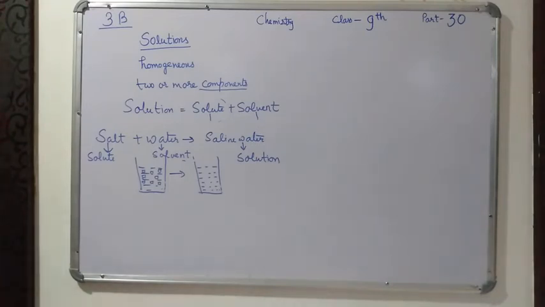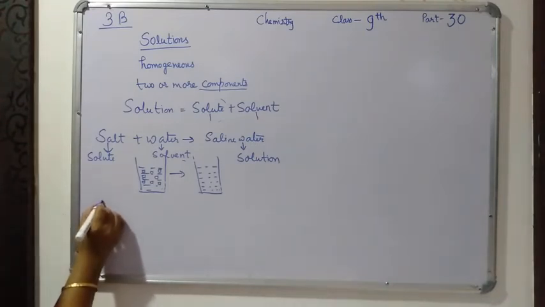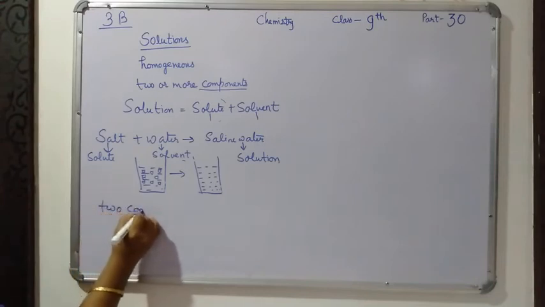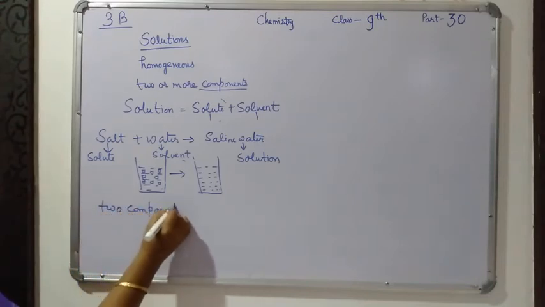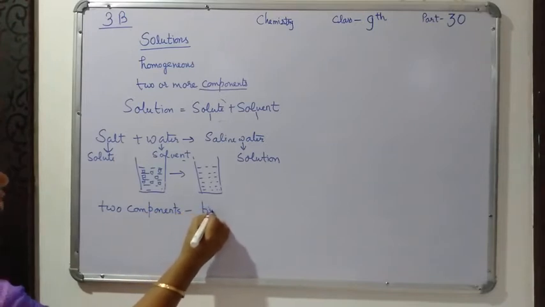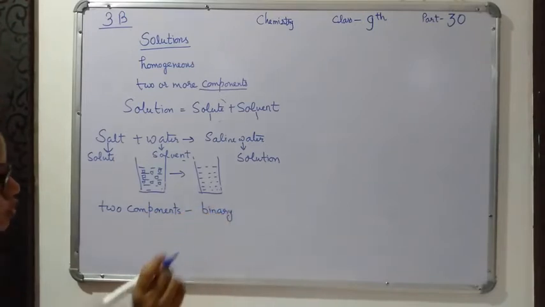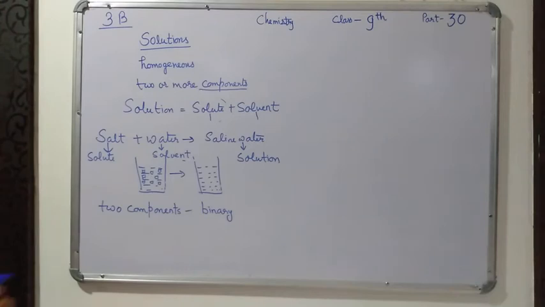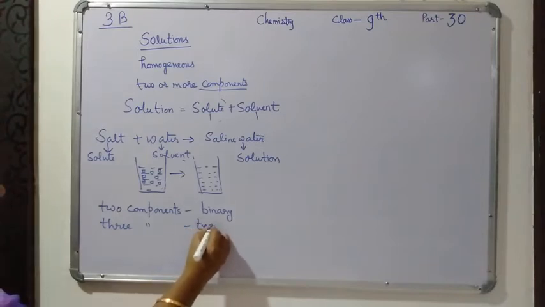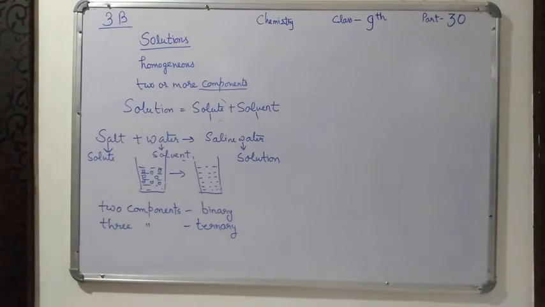So this is about solution. When a solution is made up of two components, it is called a binary solution. I think all of you know binary means two. When a solution is made up of three components, it is called a ternary solution. When a solution is made up of four components, it is called a quaternary solution.